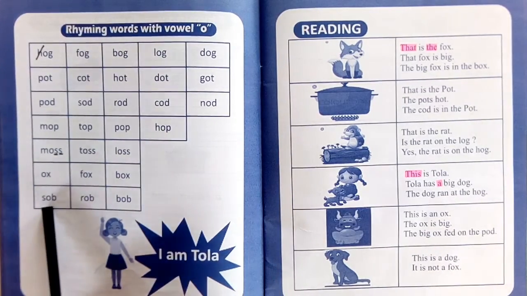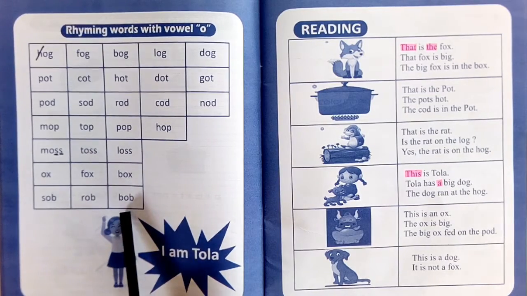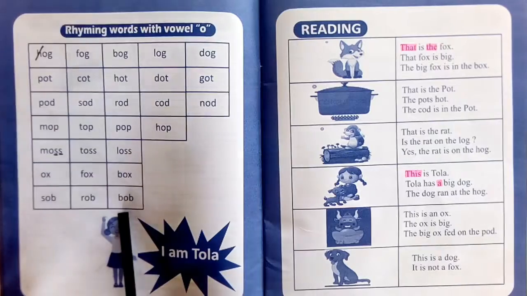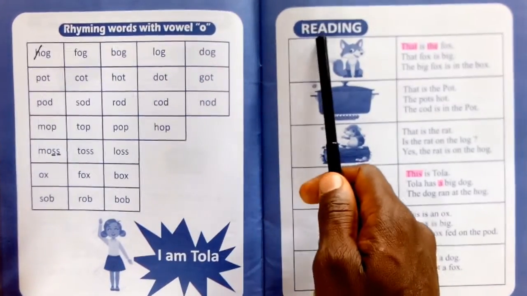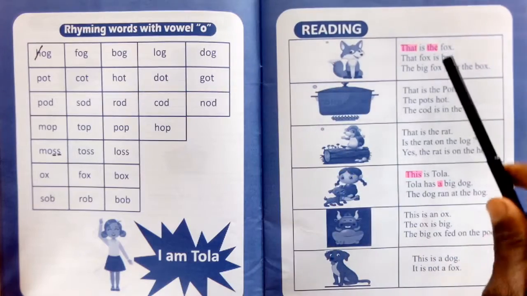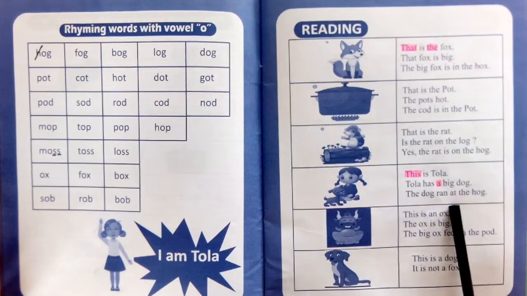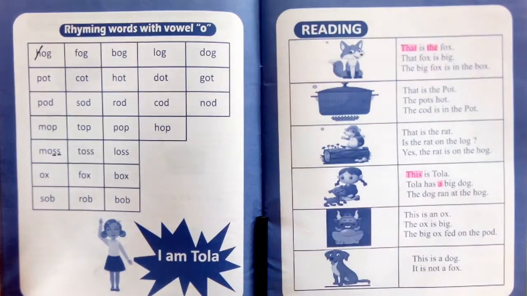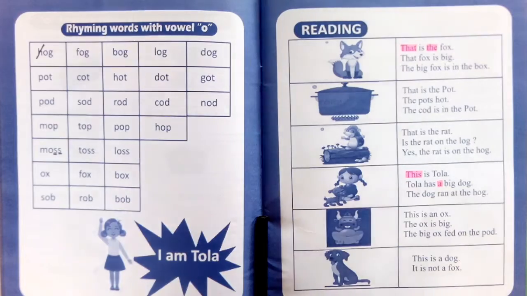So C-O-B, sob. R-O-B, Rob. B-O-B, Bob. And after completing this table, then we move on to the reading. And on that table, here we have one, two, three, four sight words. You write the four of them on flashcards.